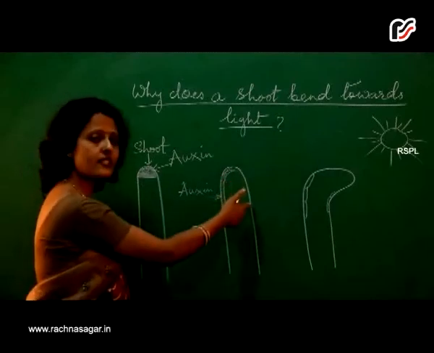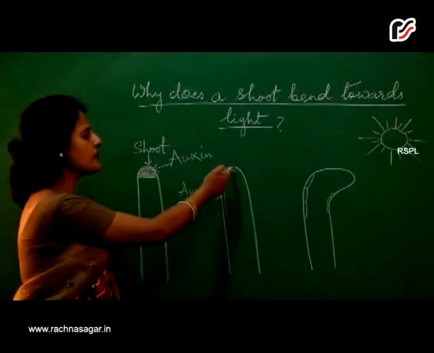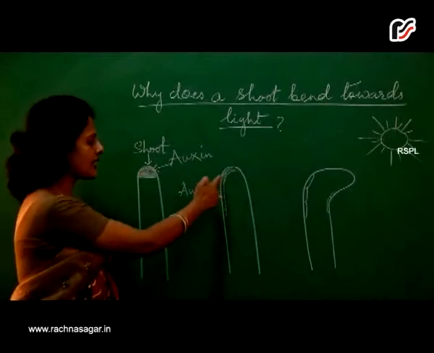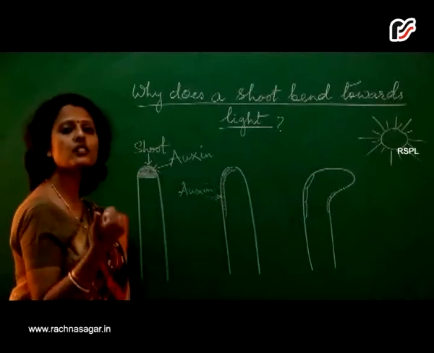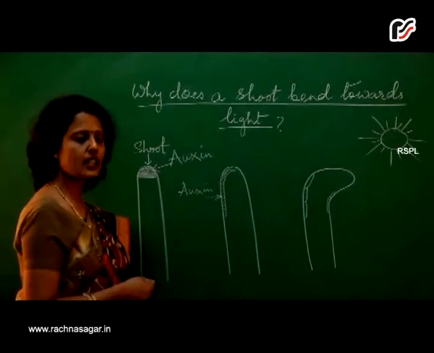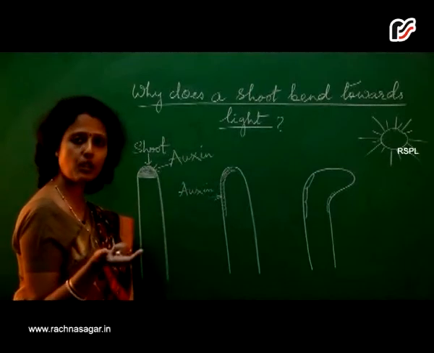See children, this is the lighted side of the shoot and this is the side away from the light. Hence, the auxin slowly moves down and gets accumulated towards the shady side of the shoot. In doing so, what's the function of auxin? The function of auxin is to bring about cell elongation, rapid cell elongation.